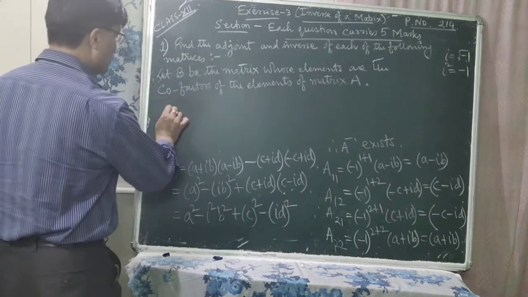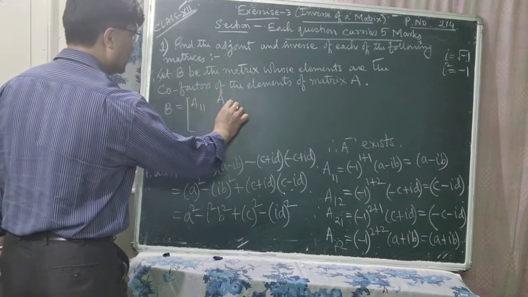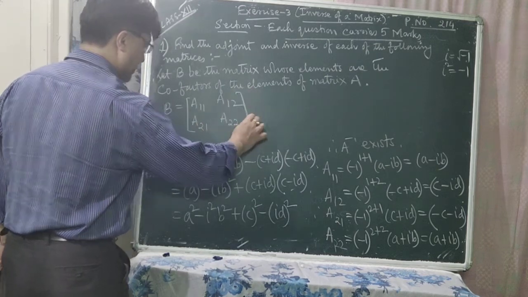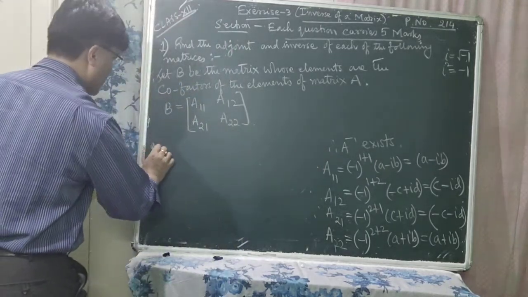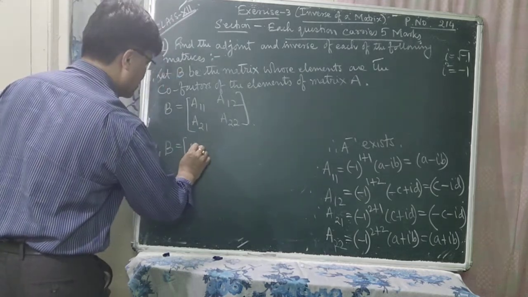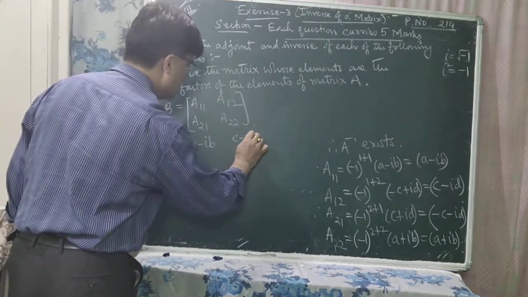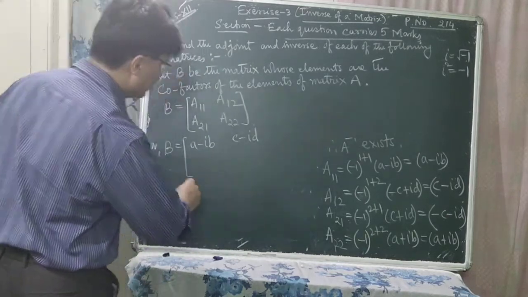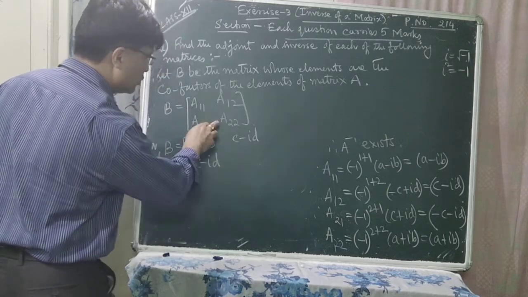Okay, so what is capital B now? It is A11, A12, A21, A22. Now let us put these values now. Capital B is equal to, what is A11? It is A minus iB. What is A12? It is C minus iD. Okay. What is A21? It is minus C minus iD. And what is A22?